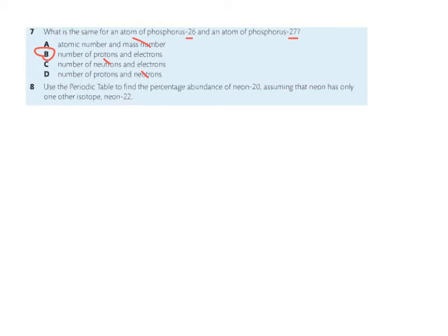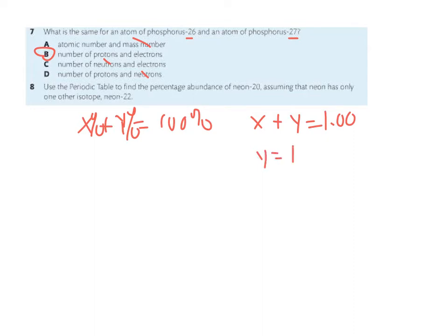And this is a common problem that IB will expect you to do. They'll expect you to know if you only have 2 isotopes, we can call them X and Y, that the abundance of X and the abundance of Y adds up to 100%. Or X percent plus Y percent adds up to 100%. Or if I convert it to a decimal, X plus Y equals 1, or Y equals 1 minus X.